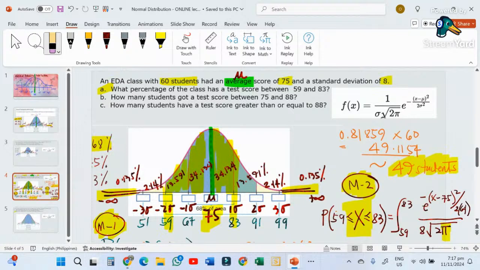Now we go to how many students got a test score between 75 and 88. For this one, you just have to get the range from 75 to 88. 88 is not there. Oh, I'm going to change this question. Instead of 88, I'm going to change it to 91, okay? Because there's no 88 in here.